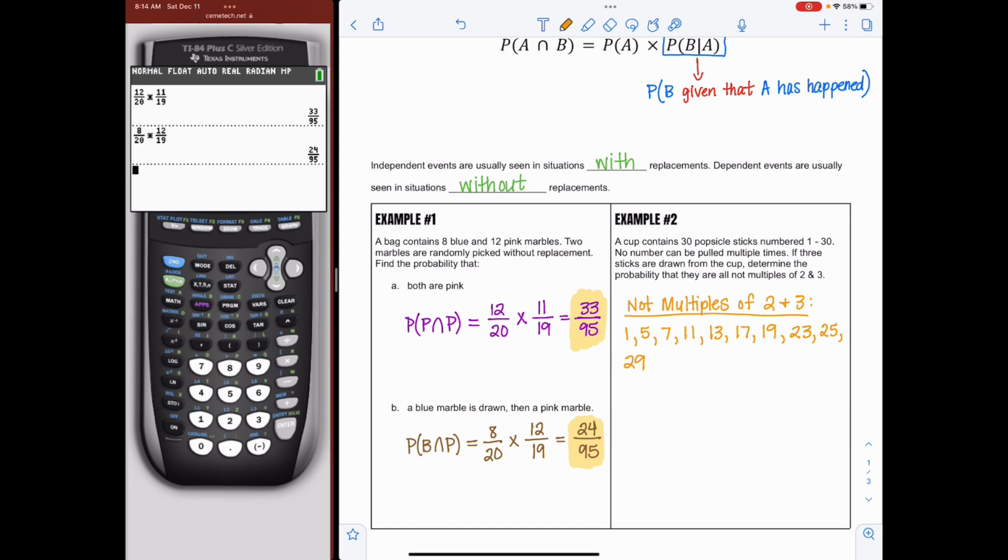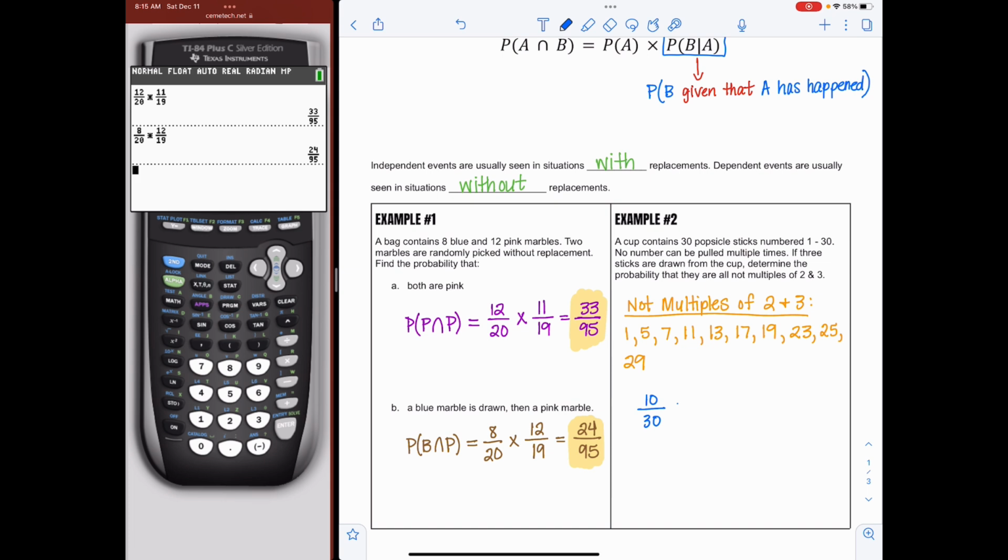So I have 1, 2, 3, 4, 5, 6, 7, 8, 9, 10. I have 10 numbers that are not multiples of 2 and 3. So I want to pick 3 numbers back to back that are not multiples of 2 and 3. So the first pick that I draw is going to be 10 out of 30 total numbers.